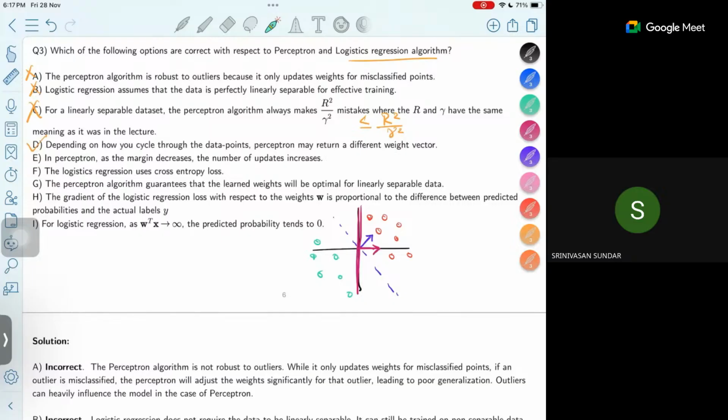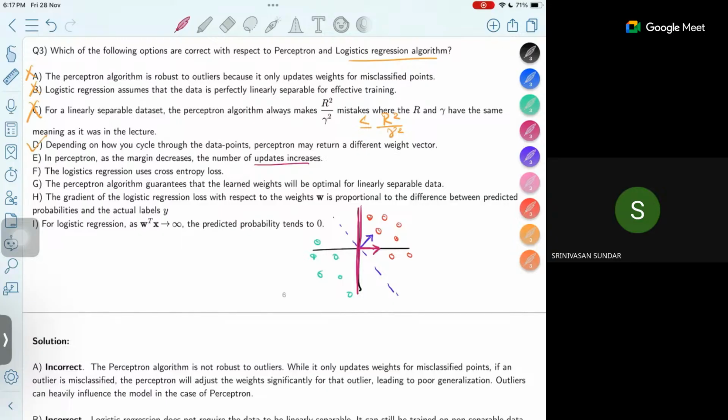As long as it correctly classifies the points, perceptron is not bothered about whether there is a better W or if this is the best W. So depending on how you initialize perceptron and the order in which you cycle through the data points, you could arrive at a different W also. That's perfectly reasonable, so that's a correct statement. The next one is, in perceptron, as the margin decreases, the number of updates increases.